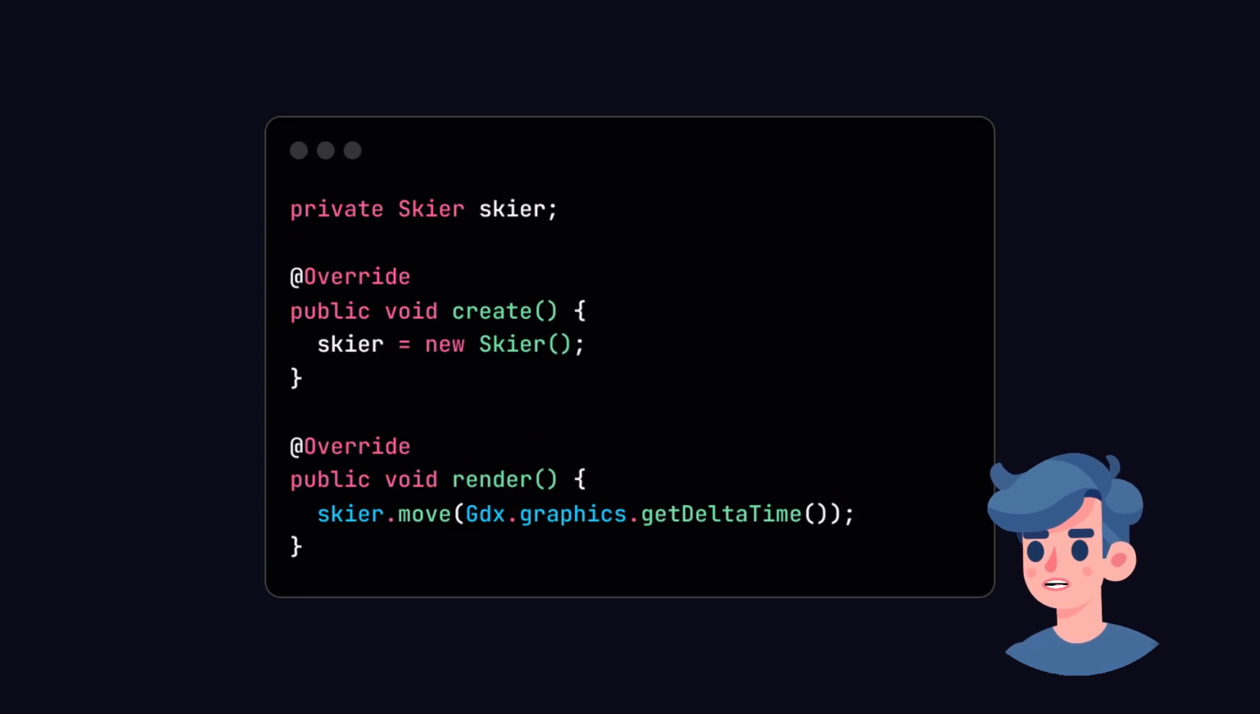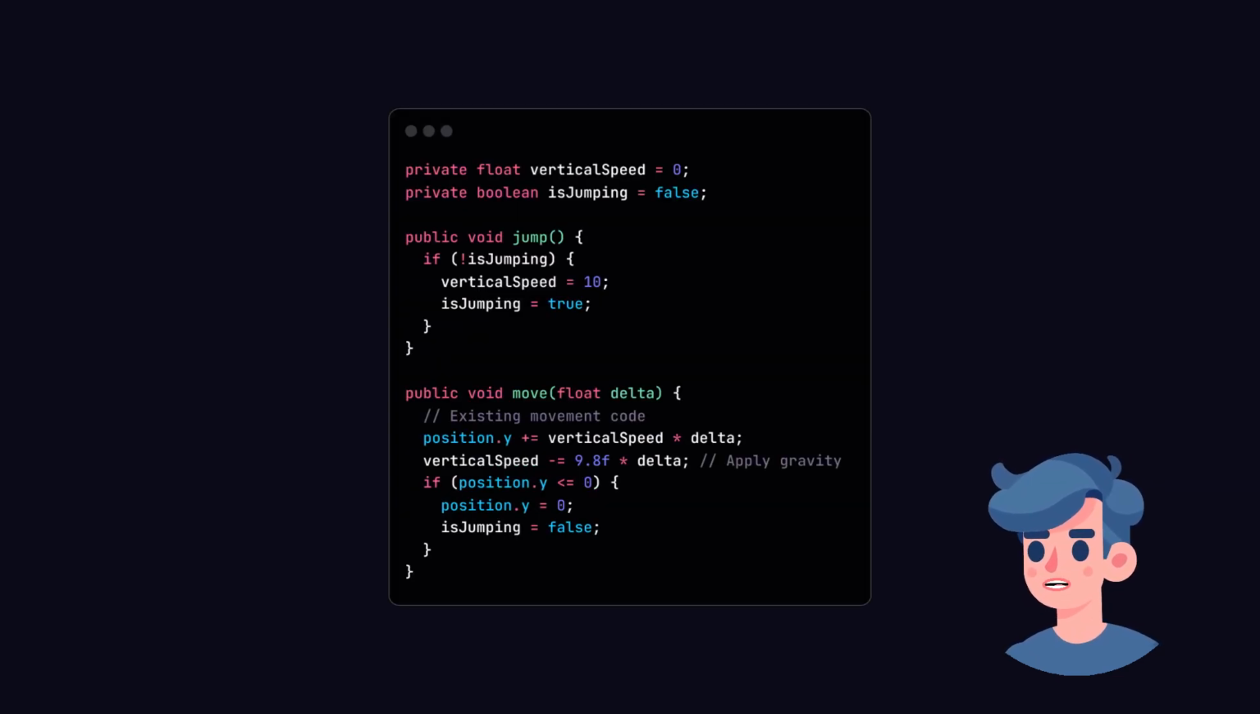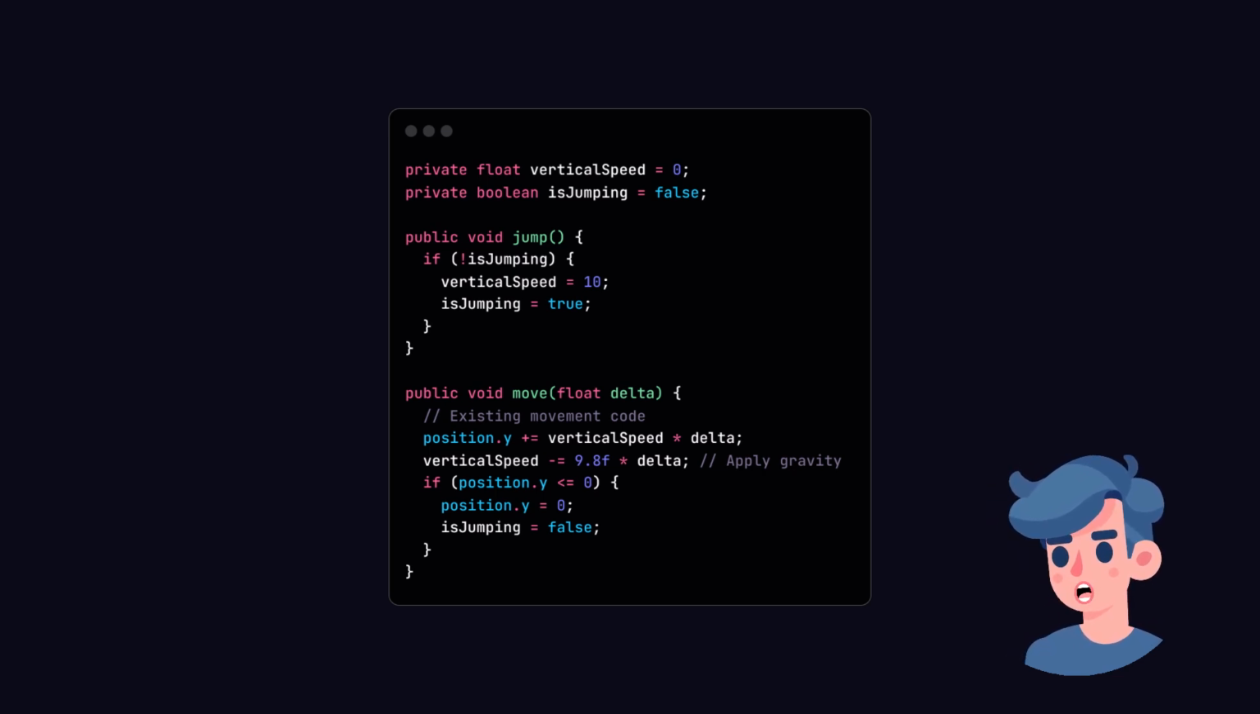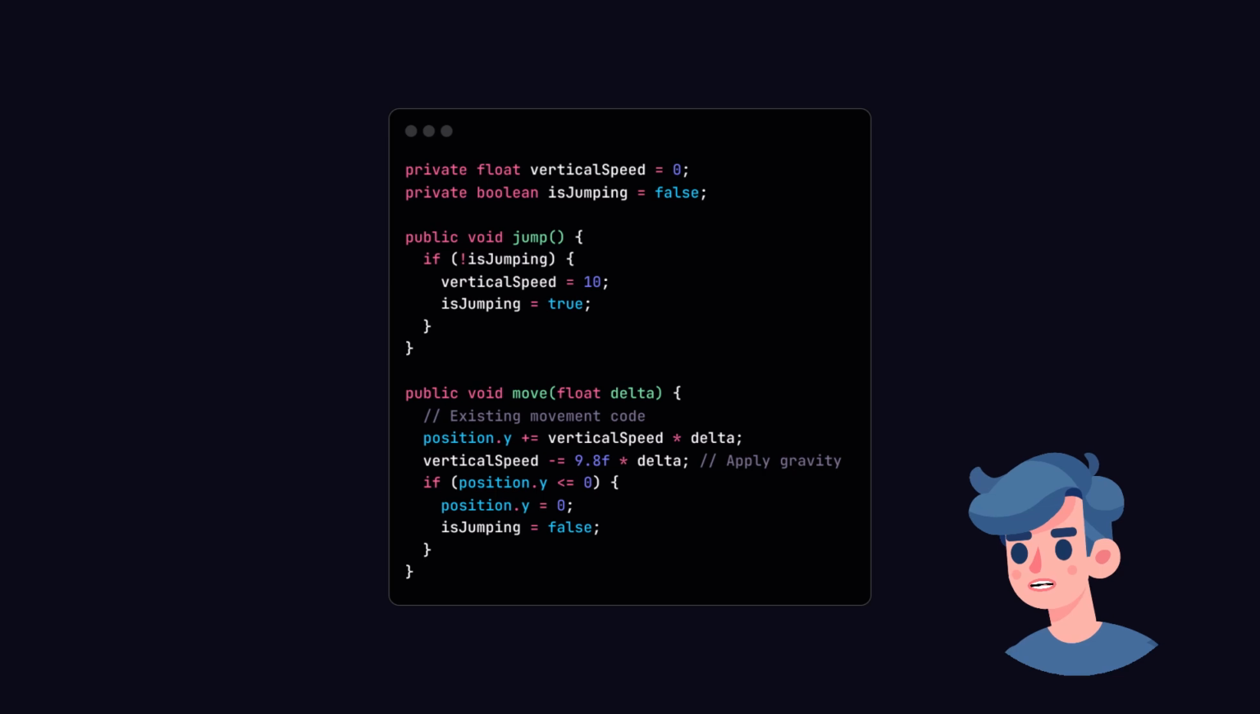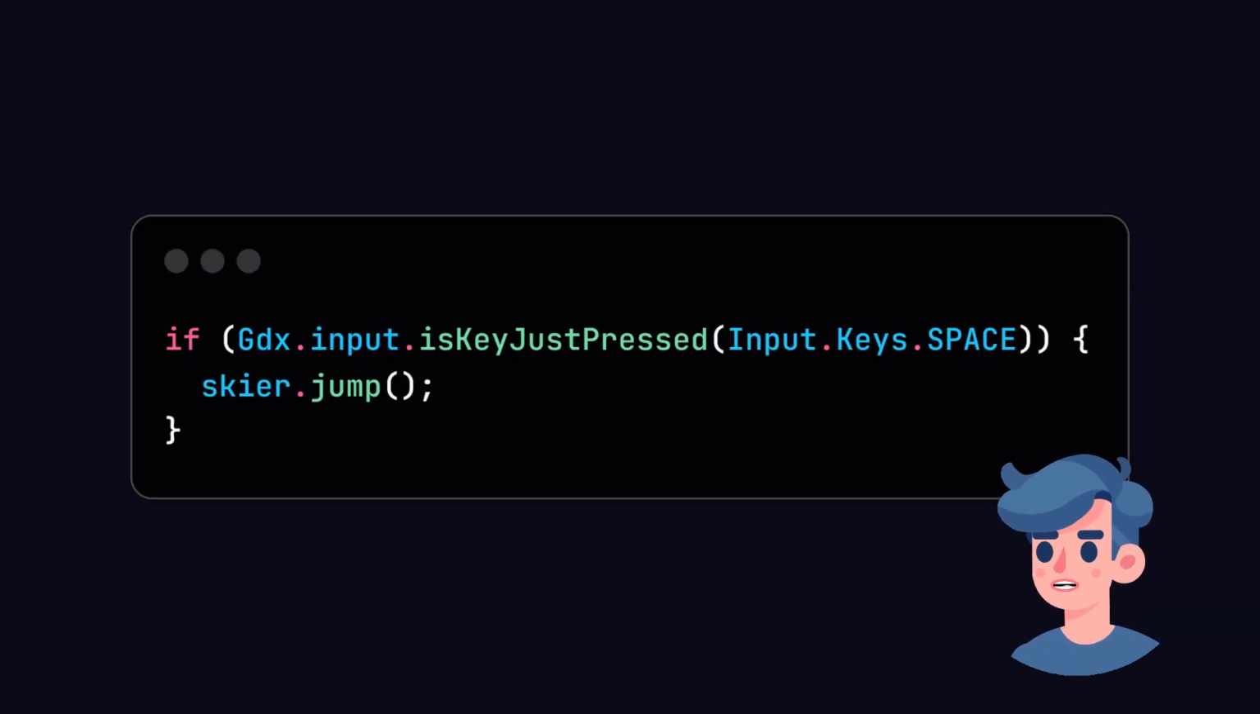In the ski game class, we will create an instance of our skier class and call the move method in the render loop. This will ensure that the skier responds to user inputs every frame. You might have noticed the skier is currently stationary on the z-axis. Let's incorporate gravity and a jumping system. We will modify the skier class to include vertical movement. Now let's integrate the jump method with input detection, so the skier can jump when the spacebar is pressed.